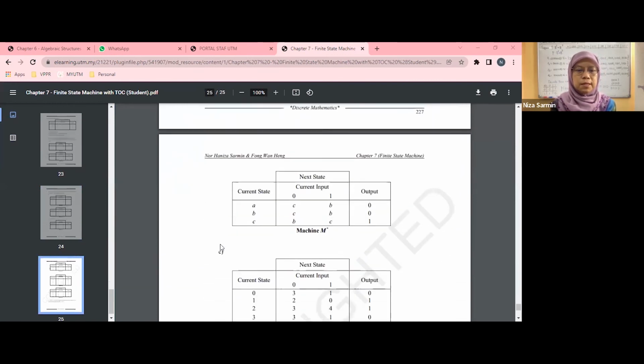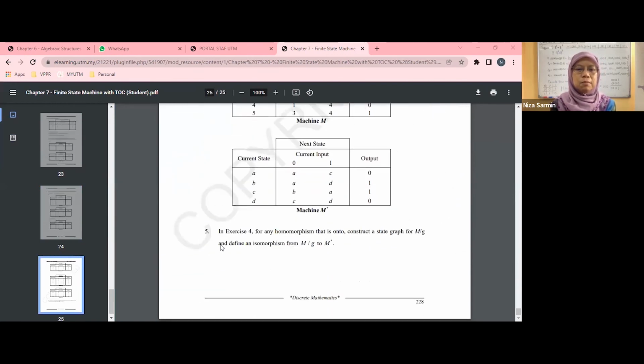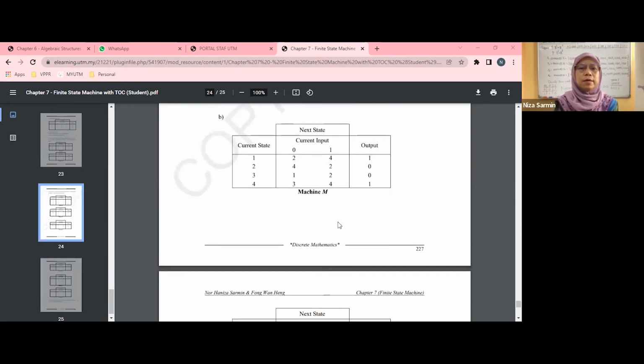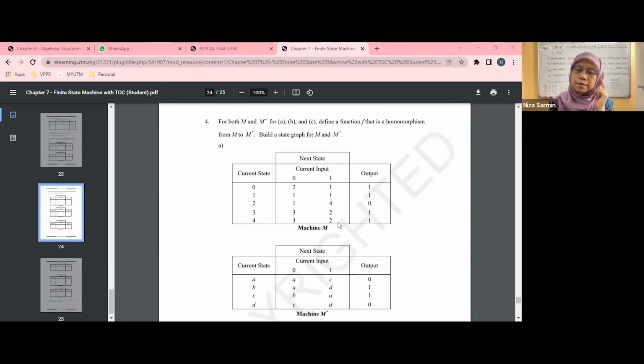A, B, C. Okay, number 5, go down. This is for the quotient machine. Okay, go down more. That's all, Prof? Huh? Oh, in exercise 4. Okay, go back to the previous exercise. Construct a state graph. Okay, go to chapter 8.